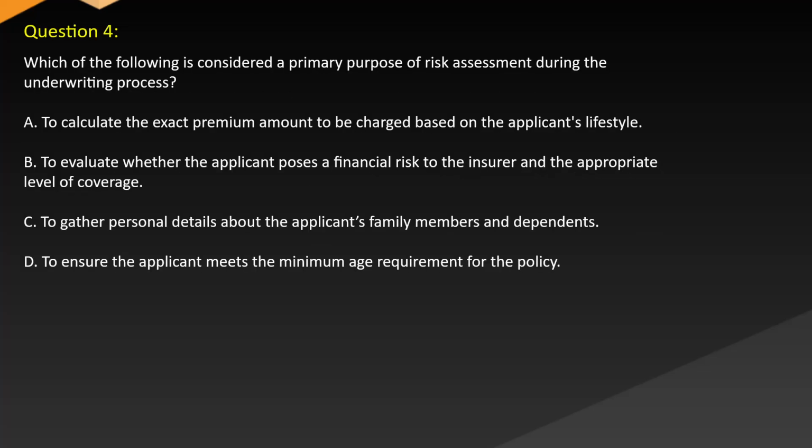Question 4. Which of the following is considered a primary purpose of risk assessment during the underwriting process? A. To calculate the exact premium amount to be charged based on the applicant's lifestyle. B. To evaluate whether the applicant poses a financial risk to the insurer and the appropriate level of coverage. C. To gather personal details about the applicant's family members and dependents. D. To ensure the applicant meets the minimum age requirement for the policy.